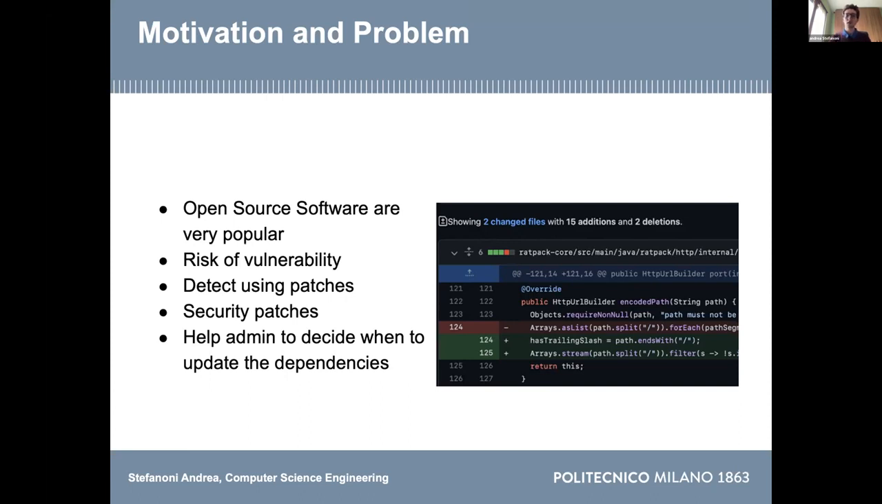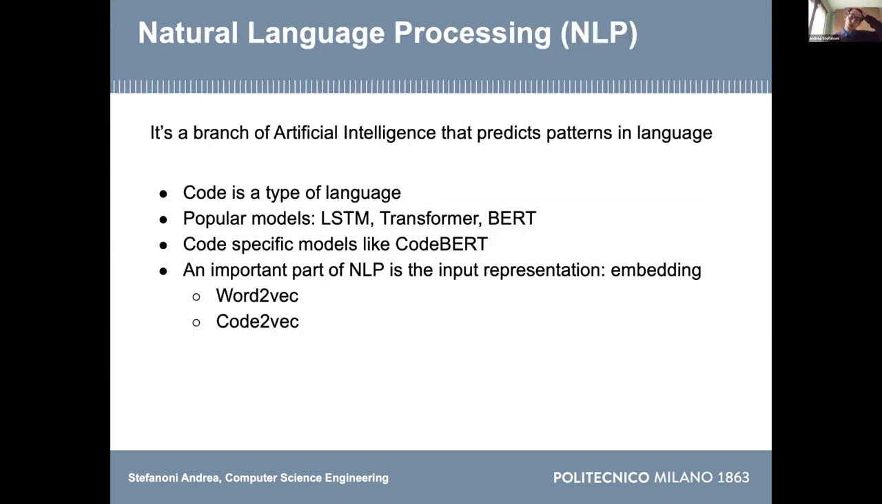The goal is to help the software administrator decide when to update the dependencies in their code, because it's a costly operation and requires a lot of time. So we decided to analyze the code as a natural language, because code is a type of language. There are some other studies that have done this, like CodeBERT and CodeVec, which are specific NLP models trained on both code and natural language to create code and comments.